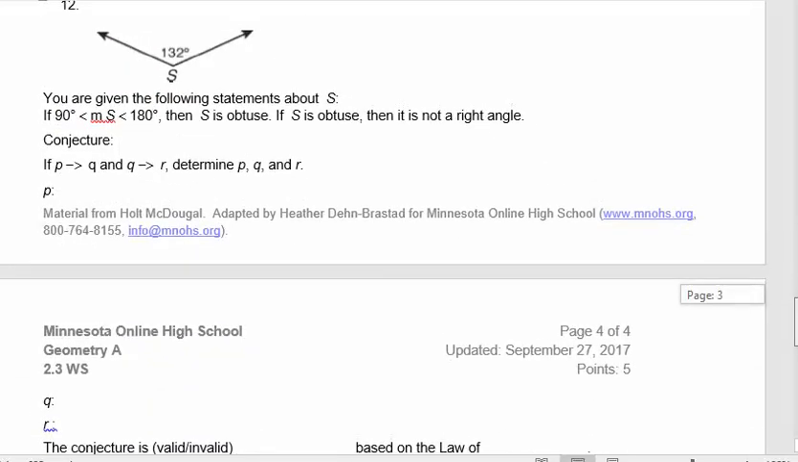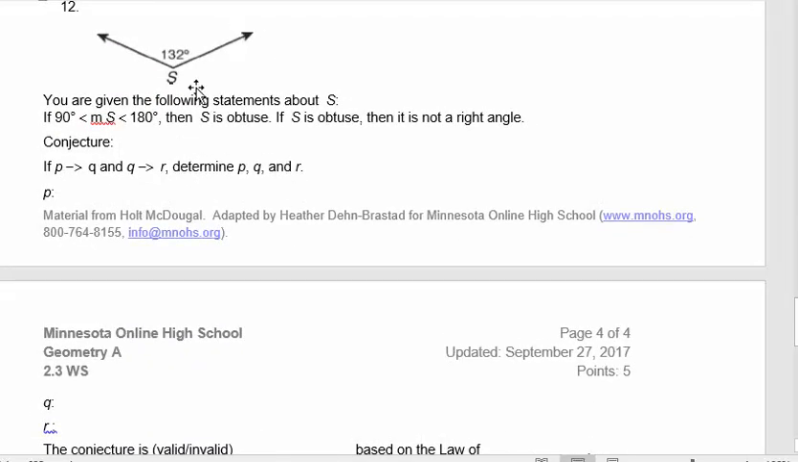All right, let's look at number 12. Number 12, we have this angle here. It's 132 degrees. You are given the following statement about angle S. If 90 degrees is less than the measure of angle S, is less than 180 degrees, in other words, if this angle is between 90 and 180, then S is obtuse. If S is obtuse, then it is not a right angle. So do you see how the conclusion of the first statement is the exact same thing as the hypothesis of the second statement? S is obtuse, S is obtuse. This is the law of syllogism.